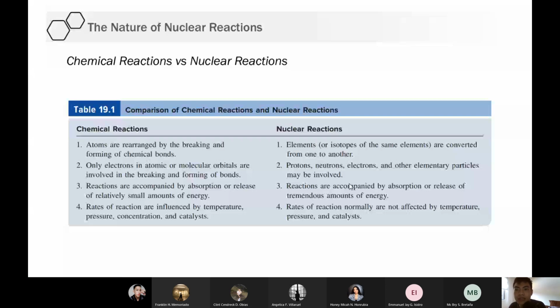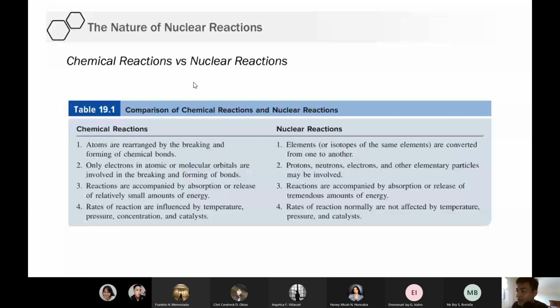Pero imagine nyo, if we run our nuclear power plant, which is okay naman daw, sabi ng PNRI, pag pinagana natin yung nuclear power plant natin, mas malakas yung energy na mapoproduce natin. So, mas energetic siya compared to chemical. Ang reason bakit, didiscuss natin mamaya o kaya sa mga susunod na meeting.